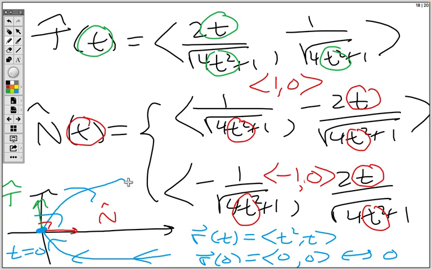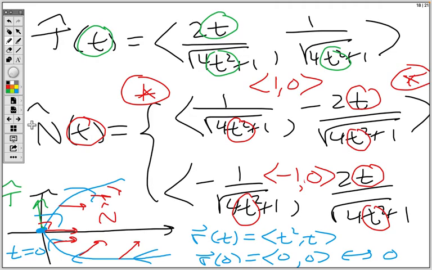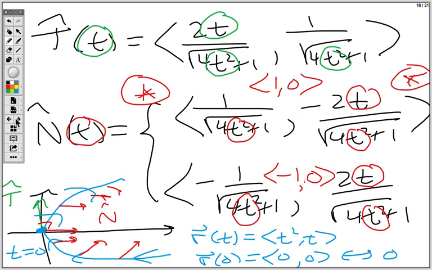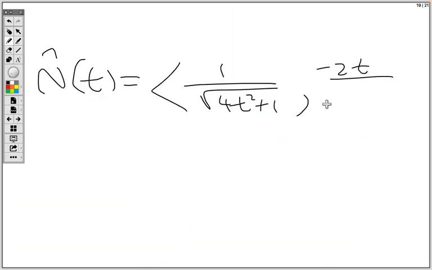And since there are no inflection points on this curve, right? These vectors are going to be consistently pointing in. You follow? There's no place where the concavity changes. I know that the top choice is going to be the choice for the entire curve. And so I can say with confidence that n hat of t is going to be 1 over the square root of 4t squared plus 1, comma, negative 2t over the square root of 4t squared plus 1.